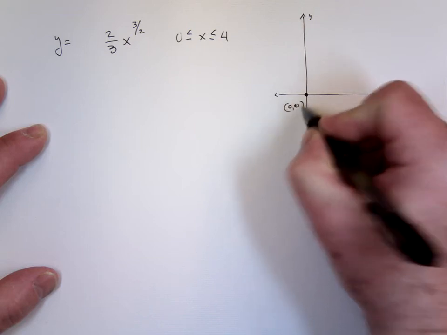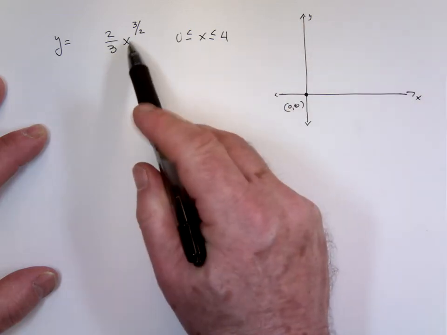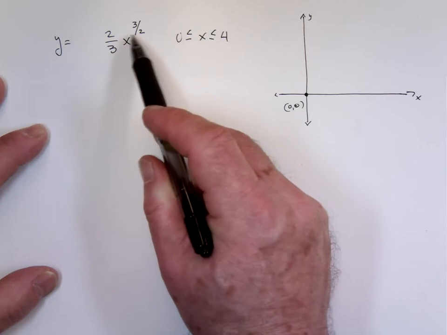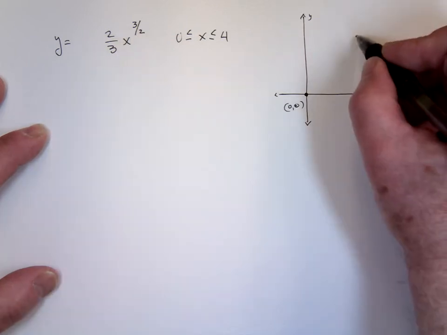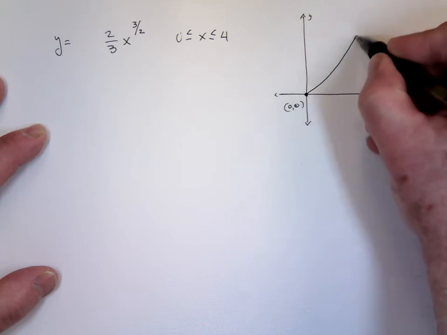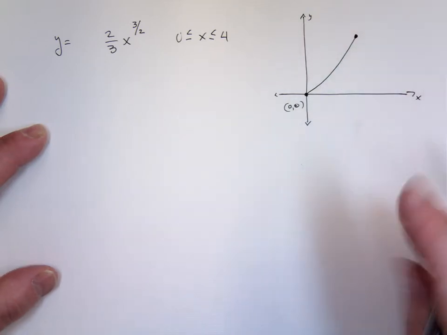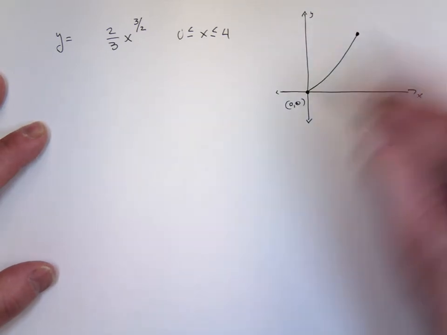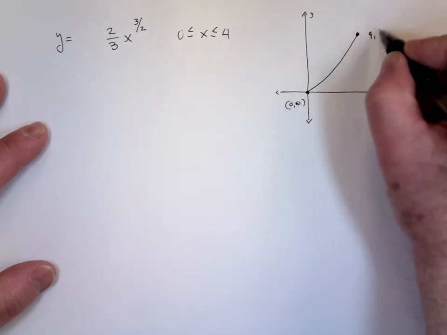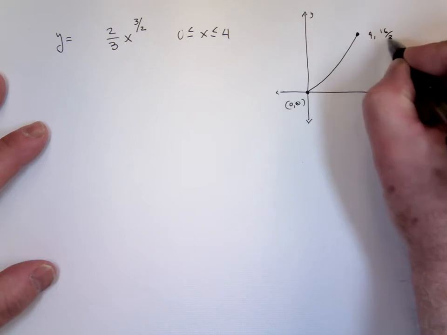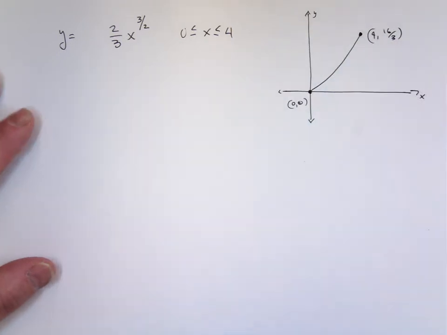Okay, at 4, where does it end up? At 4, it ends up to be 16/3, about 5. It's probably more like that. That's all right, whatever. This is 4, 16/3. We want to find the length of that curve.